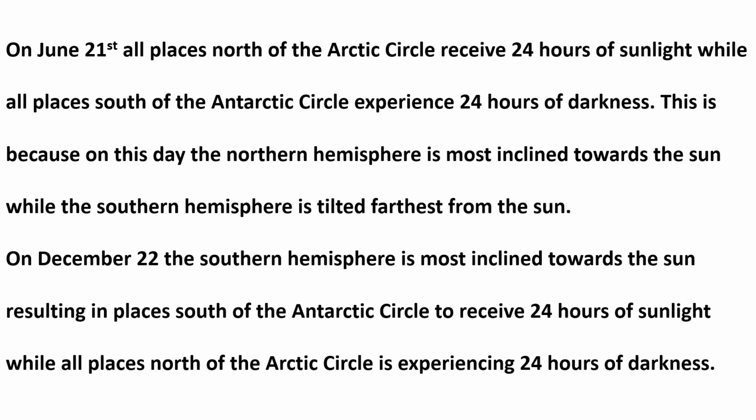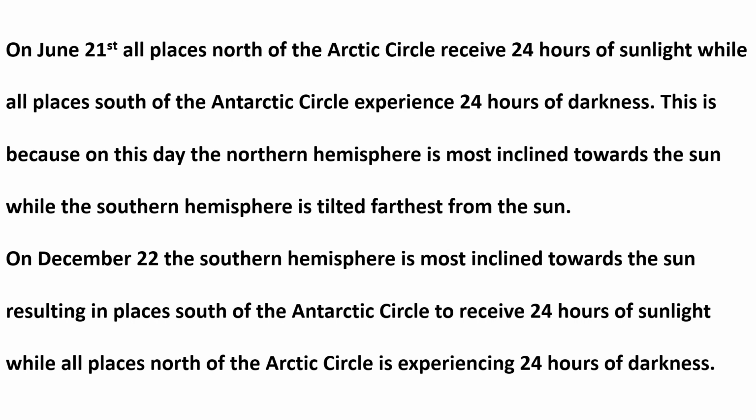So because the Earth is tilted closer to the sun than usual on the 21st of June, all places north of the Arctic Circle receive 24 hours of sunlight. And at the same time, all places that are south of the Antarctic Circle will receive 24 hours of darkness. That is because the Earth is tilted further away from the sun than usual in the southern hemisphere.